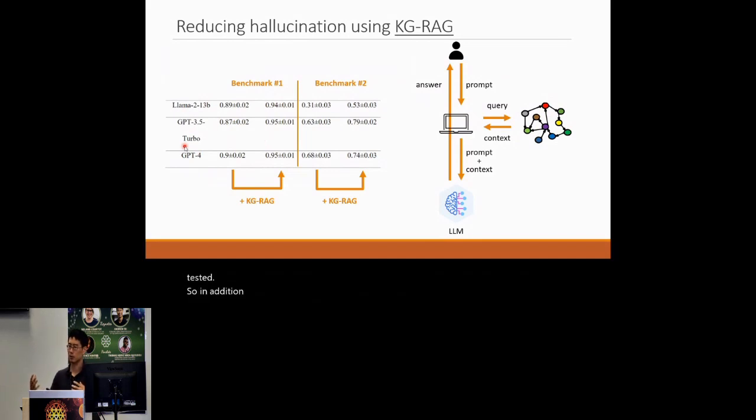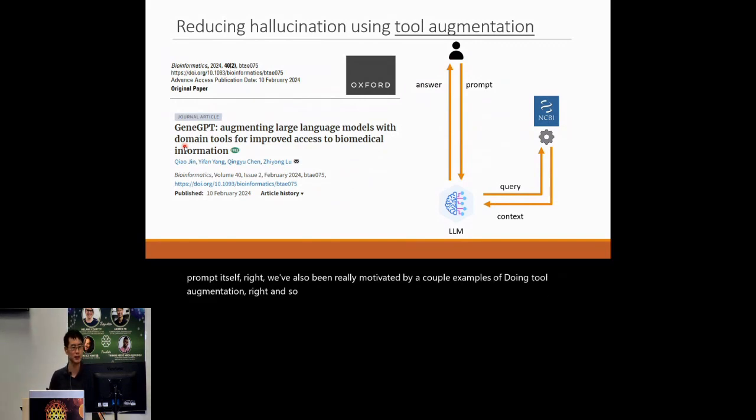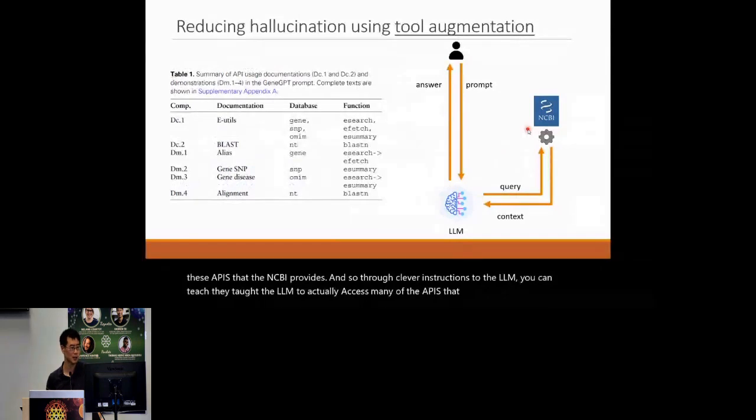So in addition to this principle of RAG, where we add things into the prompt itself, we've also been motivated by a couple of examples of tool augmentation. Tool augmentation is a little different in the sense that now we actually teach the LLM to go out and consult external resources. Jiong Liu gave a nice talk earlier at ISMB, and one of the tools his lab has developed is GeneGPT. Jiong is at the National Library of Medicine, so it's very close to the APIs that the NCBI provides. Through clever instructions to the LLM, they taught it to access many of the APIs that the NCBI provides. These are the 6 API endpoints that they taught GPT to use.